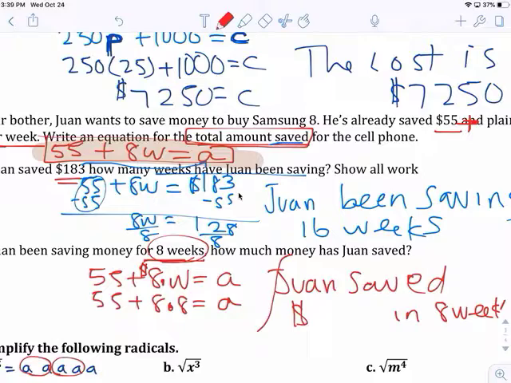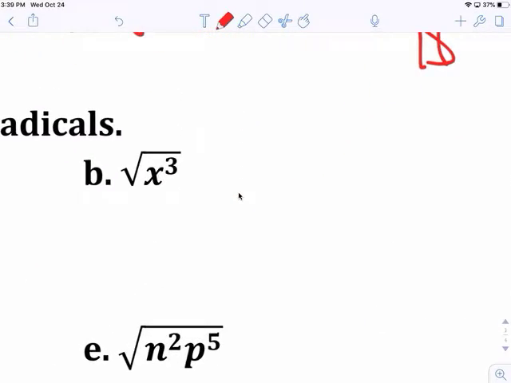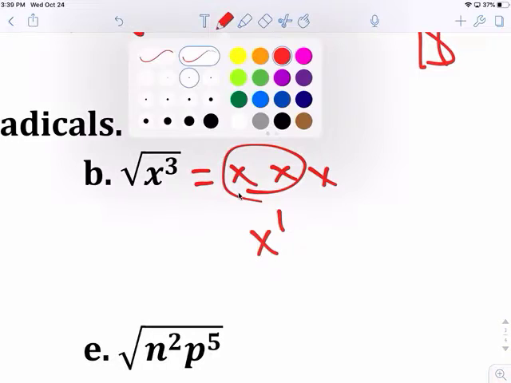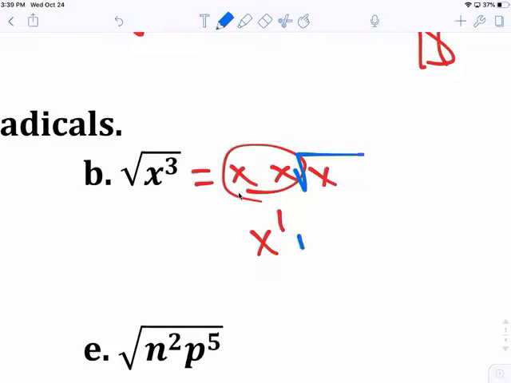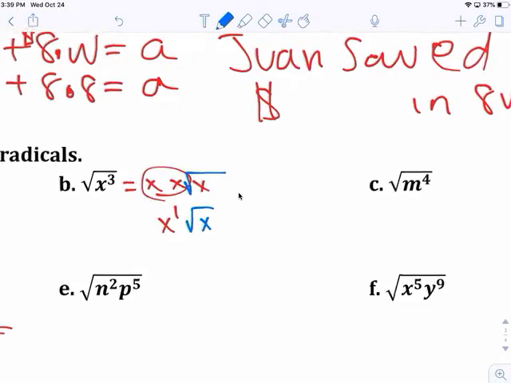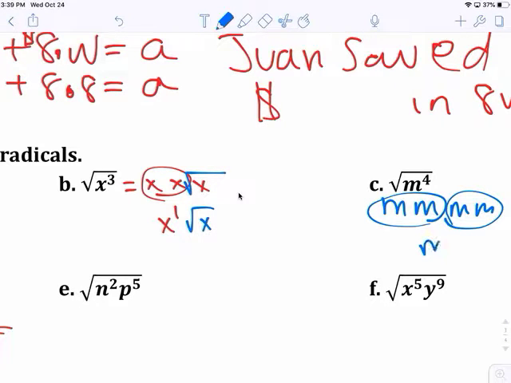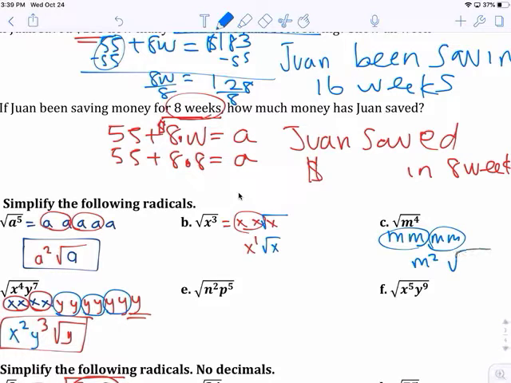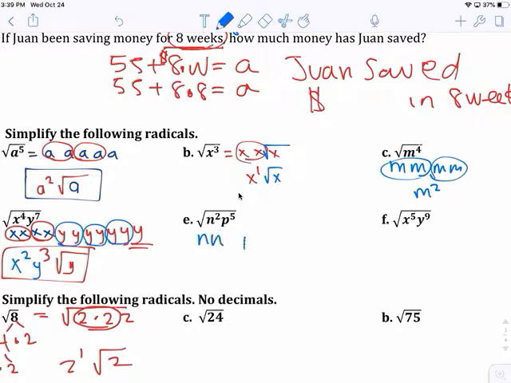Okay, now this bottom piece here, x, x, x, x to the first, and this gets a radical, square root of x. M squared, nothing left for the square root, so we erase that piece. Okay, this is n p, there's 5 p's, n to the first, 1 pair, 2 pairs, p to the second. This one doesn't have a pair, so we put radical p.